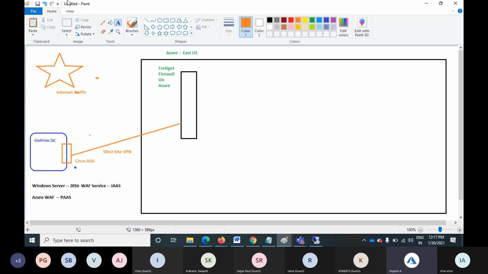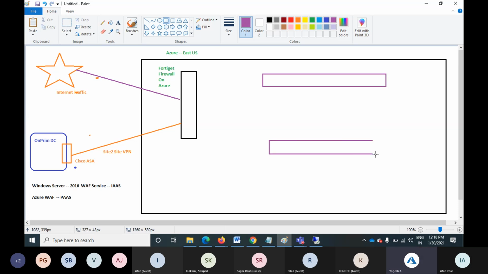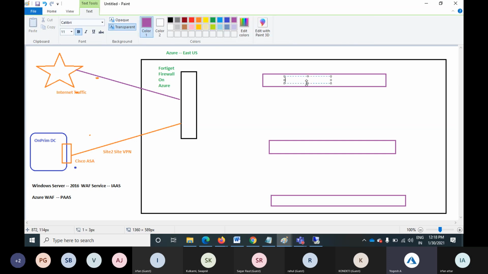That internet traffic is directly hitting your firewall. Let's take an example. This is my firewall which is deployed on Microsoft Azure, and in the back end we have the DMZ VNet. Then we have the production VNet and the test VNet. We'll focus on DMZ and production only. So this is my DMZ VNet, and this is the production VNet.